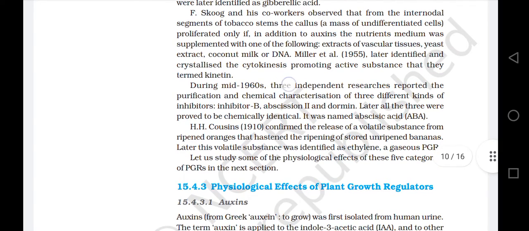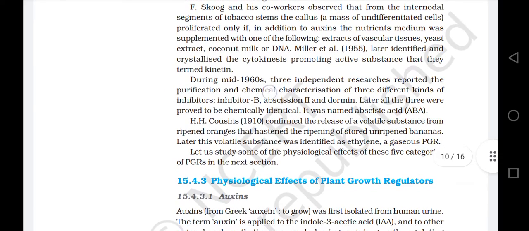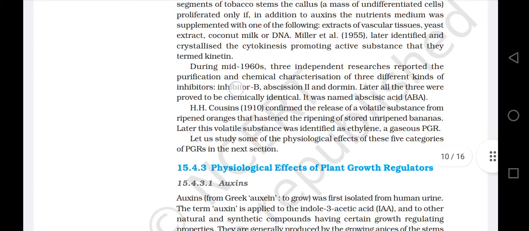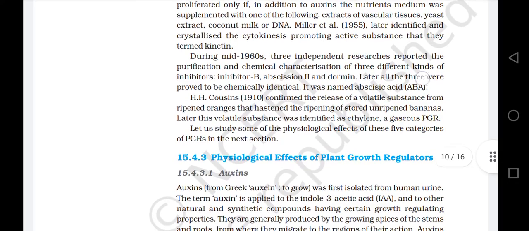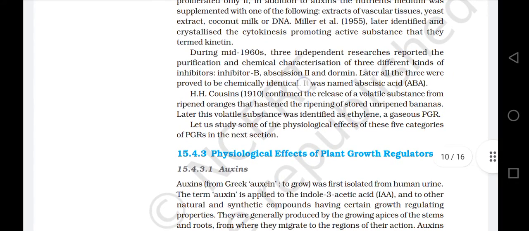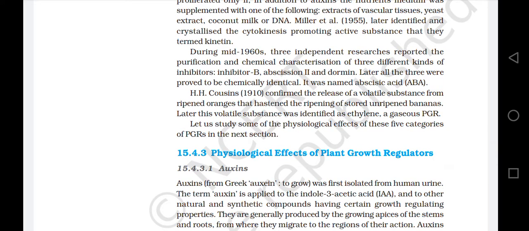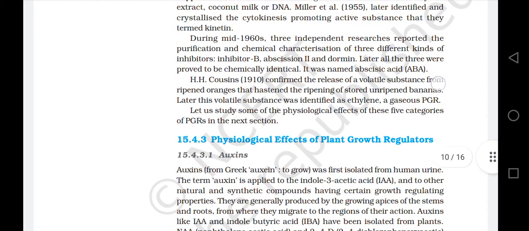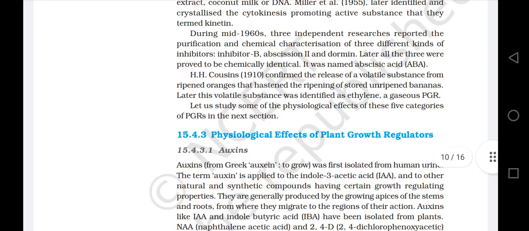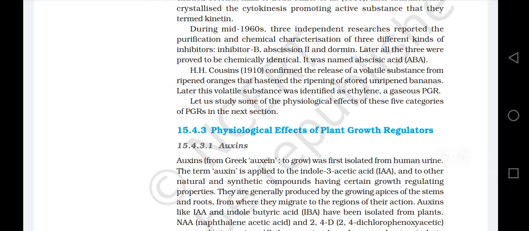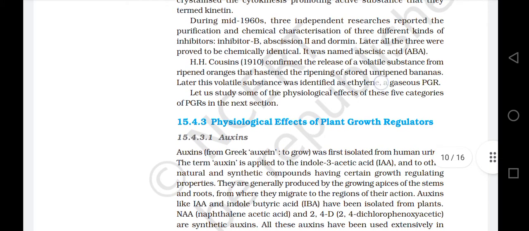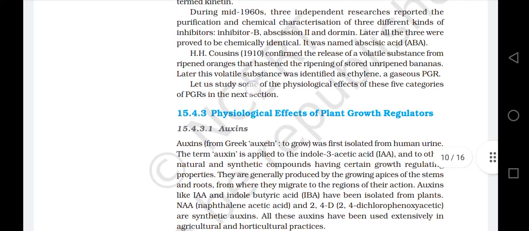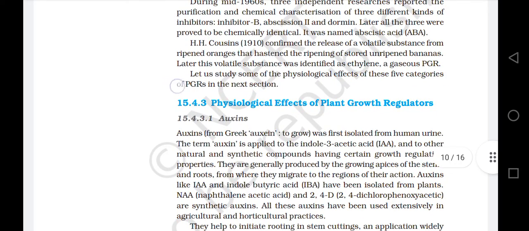During the mid-1960s, independent researchers reported the purification and chemical characterization of three different kinds of inhibitors: inhibitor-B, abscission II, and dormin. Later, all three were proved to be chemically identical. It was named abscisic acid, ABA. H. H. Cousins, 1910, confirmed the release of a volatile substance from ripened oranges that hastened the ripening of stored unripe bananas. Later, this volatile substance was identified as ethylene, a gaseous PGR. Let us study some of the physiological effects of the five categories of PGRs in the next section.